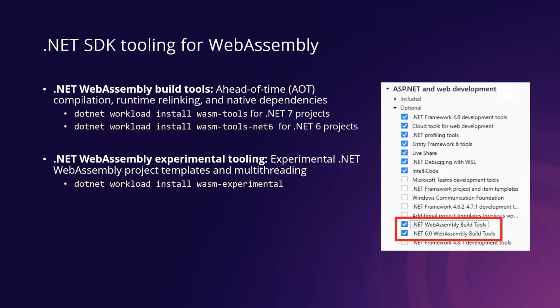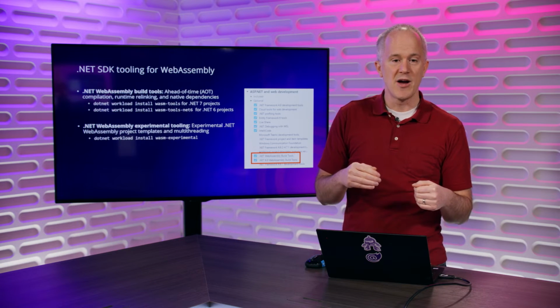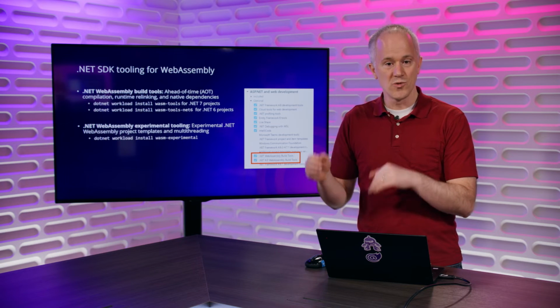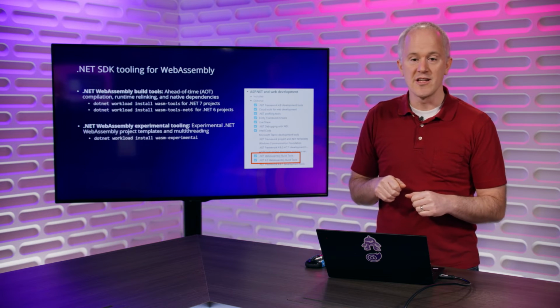This tooling is available as optional .NET SDK workloads that you can install either from the command line or using Visual Studio. Now, for example, the .NET WebAssembly build tools provide support for WebAssembly ahead of time compilation, which gives you much better runtime performance, runtime relinking, so you can reduce the size of the .NET runtime WebAssembly bundle, and also native dependencies, where you can link in new capabilities into that WebAssembly bundle. You can install these tools for .NET 7-based projects by running dotnet workload install wasm-tools, or you can select the optional component in Visual Studio.